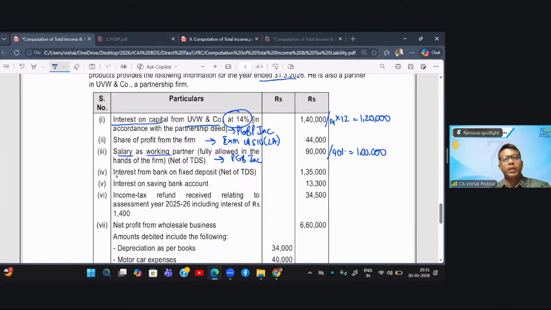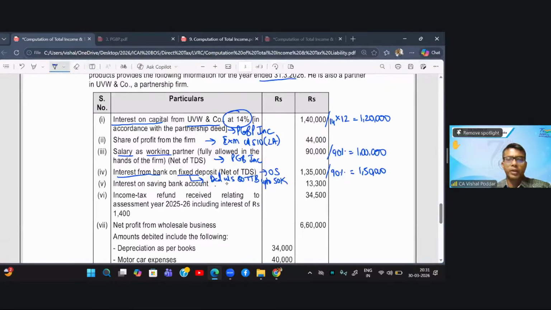Next, interest from bank on FD. This is other sources. Plus, this is also eligible for deduction under section 80TTB up to rupees 50,000. Correct? But this all will be under the old scheme. Again, this is net of TDS, so divided by 90%. So the amount that you'll consider in your other sources is 150.